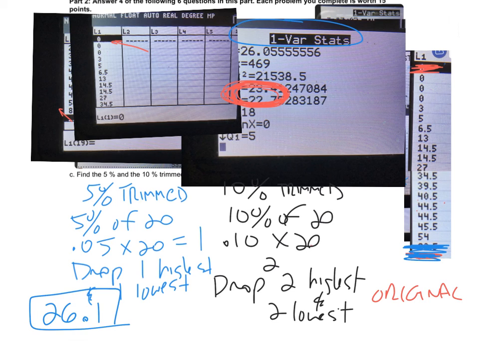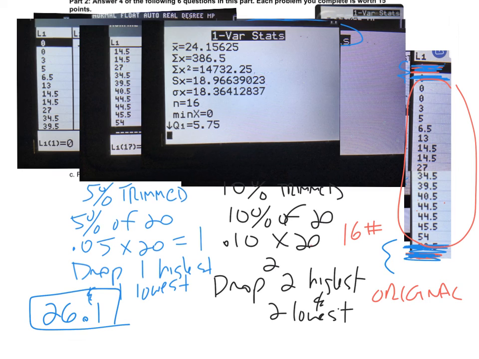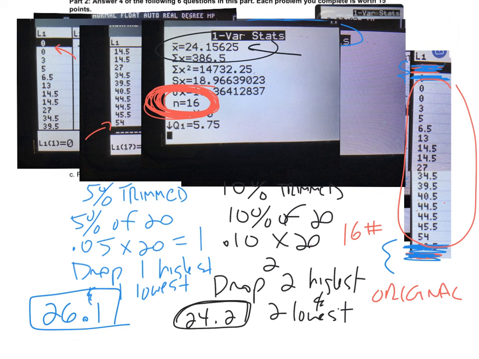Then I would have dropped the 2 highest. I already dropped one zero. I'm going to drop another zero. So then I deleted the 2 lowest. I basically want to be left with 16 numbers. So now I have only 2 of those zeros remaining. The biggest number I have remaining is 54. I'm going to rerun the one var stat test, and now I should be down to 16 numbers. And here the 10% trimmed mean, 24.2. So that's how we calculate the 5% and the 10% trimmed means.